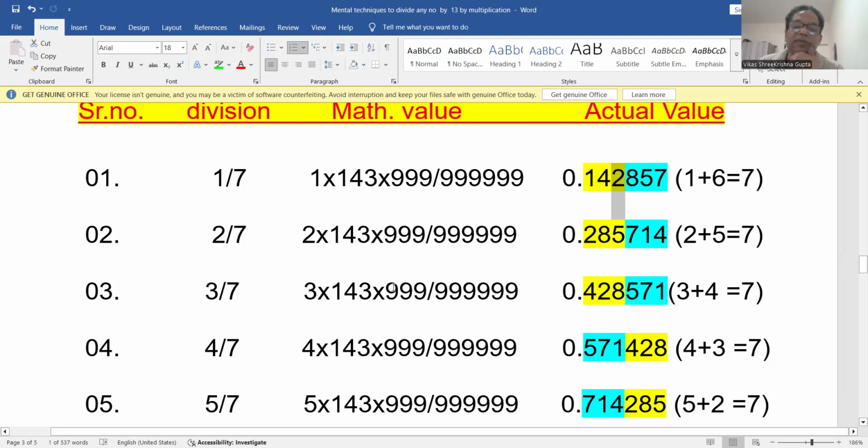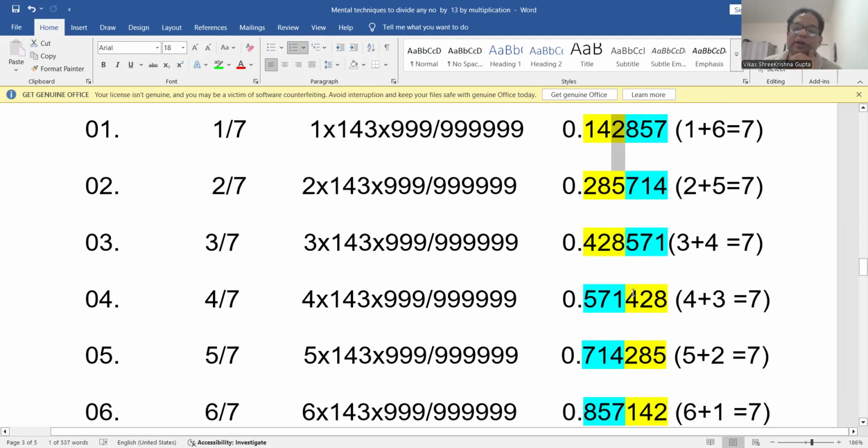In the same way, 3 by 7. It is starting from the third smallest number, which is 4. So I start from 4, 428571. Now this is also a very beautiful method. In the same way, 4 by 7. Which is the fourth smallest number in this? It is 5. So 571428. You see, this is also one method of doing this division, using the concept of rotation of the numbers in a cyclic manner. Which is the fourth smallest number? It is 5. So I start with 5.